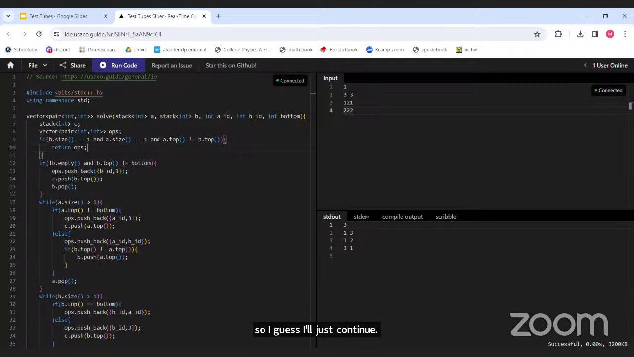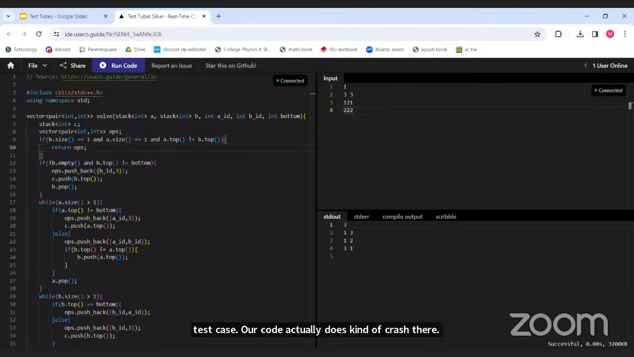A is our shorter stack, and B is our longer stack. AID and BID are just there for constructing the solution. And bottom is the color of the bottom of the shorter tube, or tube 1. Our stack C represents what's in the beaker at any moment, and our vector ops is the solution we're constructing. First, at the very beginning, we deal with the edge case where it's just 1 and 1 2 in the 2 tubes, because our code actually crashes there. So we take care of that test case immediately, and the answer is obviously 0.